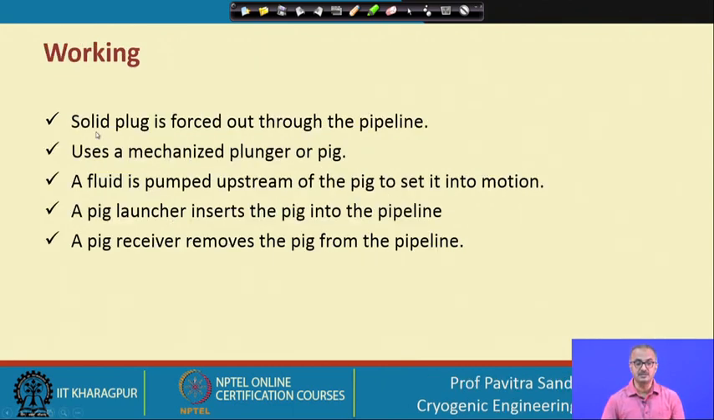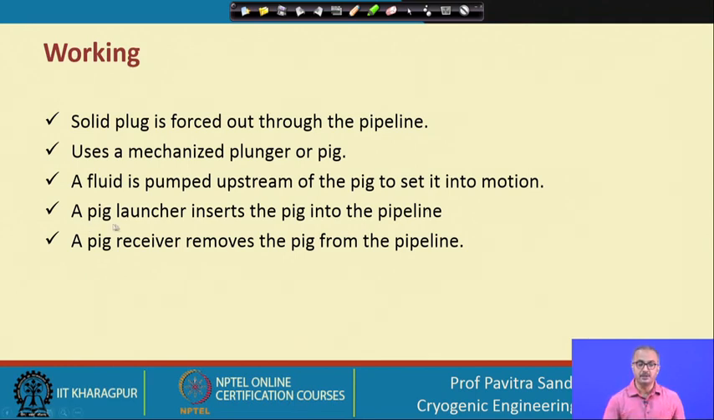Now here the working is like this: the solid plug is forced out through the pipeline, and this plug is forced out by using some kind of a mechanical plunger or a pig, and the fluid is pumped upstream of the pig to set it into motion, because generally when the pig is solid and the pipeline is also solid, the pig may not be able to move on its own. So what we do is, on the upstream of the pig we put some kind of fluid that will reduce the frictional resistance between the pig and the pipeline, and that is how the pig will be able to move easily through the pipeline.